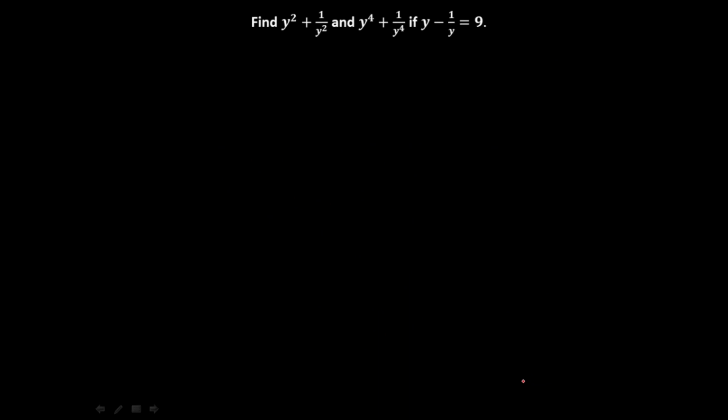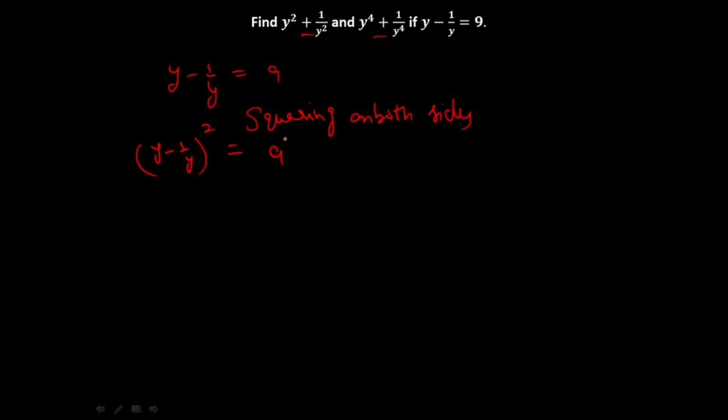Find y square plus 1 over y square and y power 4 plus 1 over y power 4 if y minus 1 over y equal to 9. We are given this value. So there are two questions. Let's find one by one. Squaring on both sides. What will happen here? That becomes squared here as well.